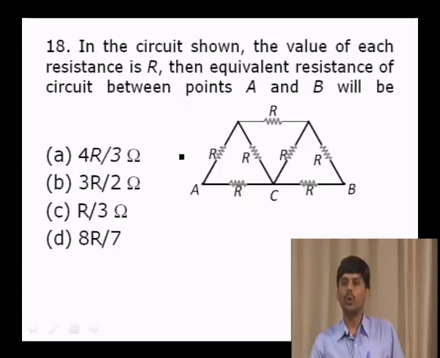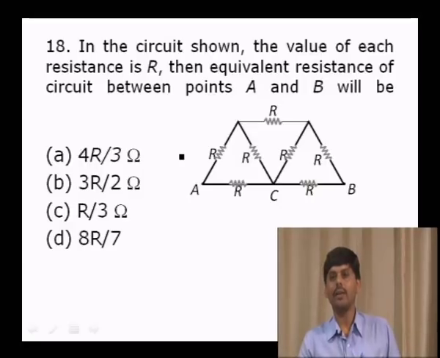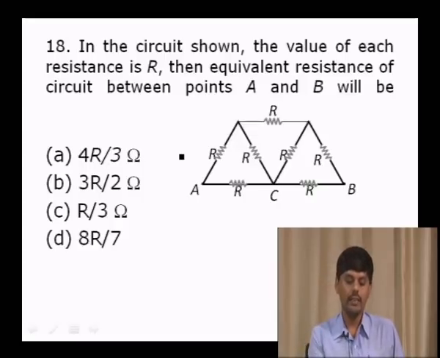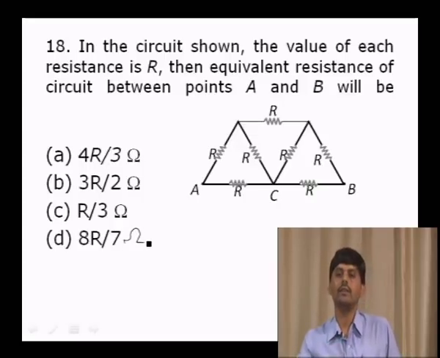In the circuit shown, the value of each resistor is R. They are not providing the value of the resistor, they have given R. Then the equivalent resistance in the circuit between the points A and B will be: option A 4R by 3 ohm, option B 3R by 2 ohm, option C R by 3 ohm, option D 8R by 7 ohm. Here the unit is missing.